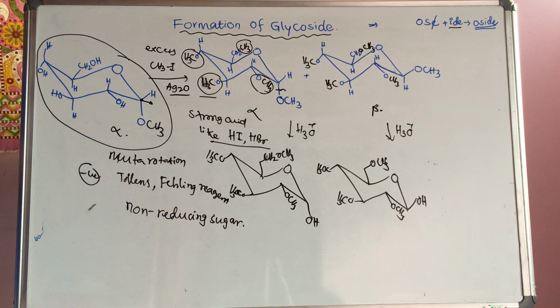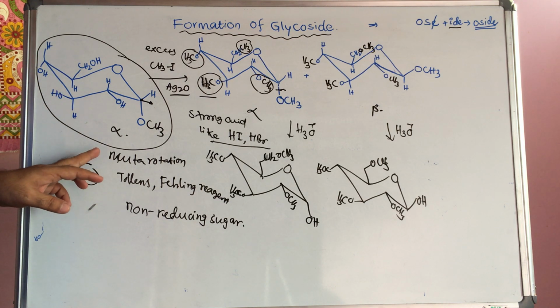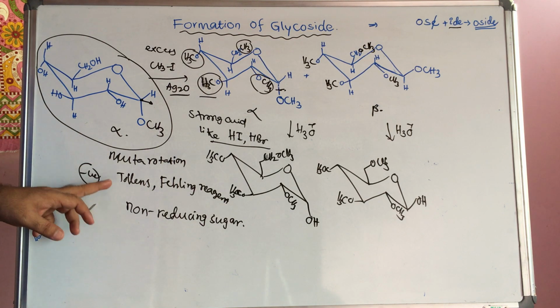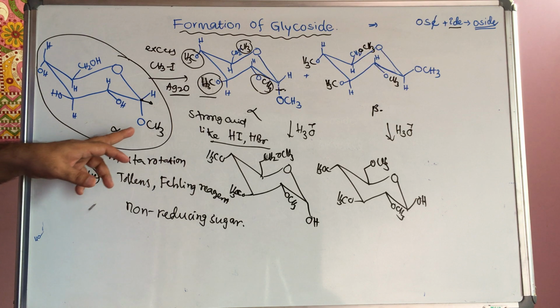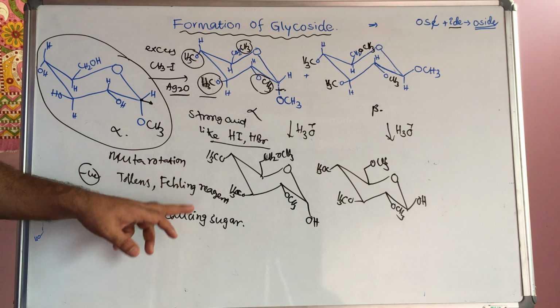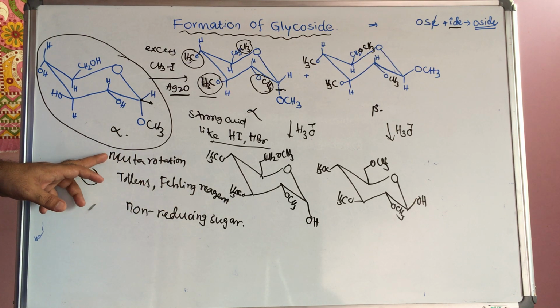Keep in mind, because in many competitive exams they ask which of the following shows mutarotation, or which of the following is a non-reducing sugar or reducing sugar. If the hemiacetal form is there, it will show mutarotation and give a positive Tollens and Fehling test. If the acetal form is there, it does not give a positive Tollens and Fehling test, and does not show mutarotation.